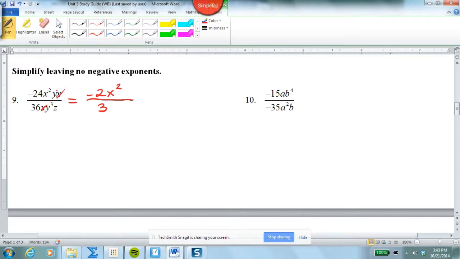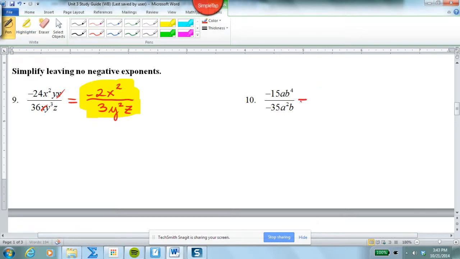And the y to the third and a y to the first, we're going to subtract the exponents of any like bases. 3 minus 1 is 2. And the extra 2 y's will be left on the bottom. And z doesn't have anything to cancel out with. If you don't use it, you don't lose it, as Ms. Spainhower says.